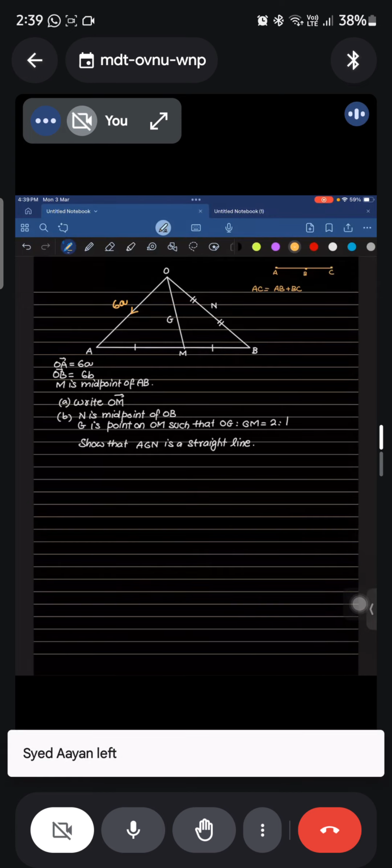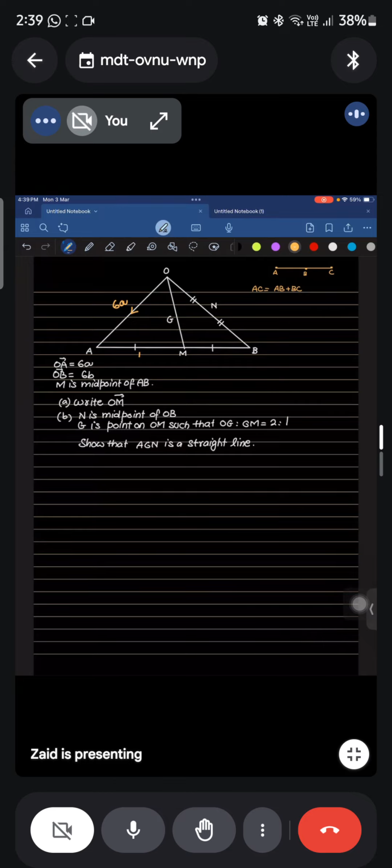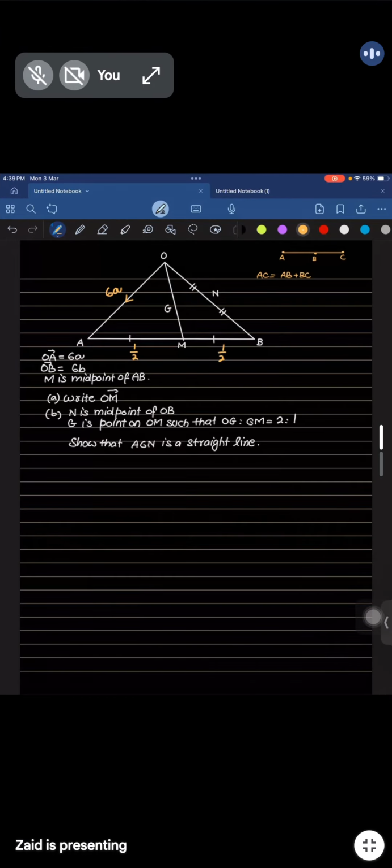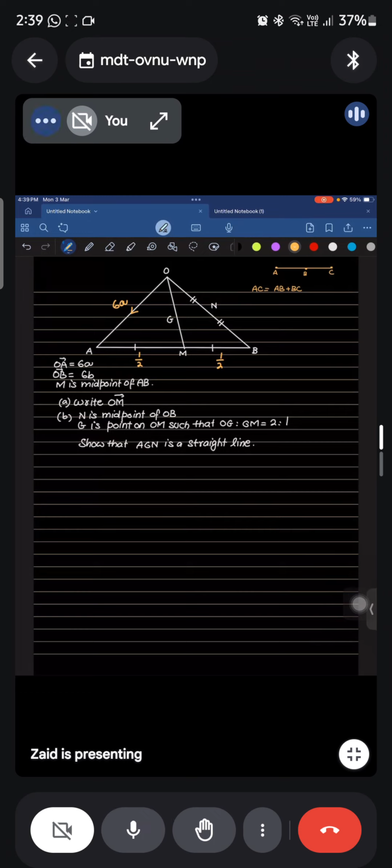M is the midpoint. Okay. So this is half and half. The other thing is N. N is the midpoint of OB. These are showing that they are equal. So if this whole OB is 6B, then this is 3B and this is 3B.